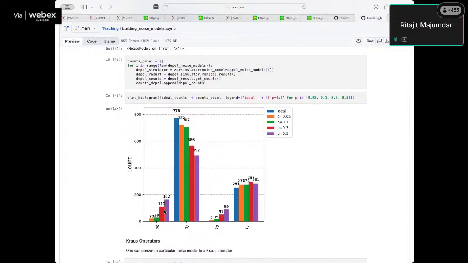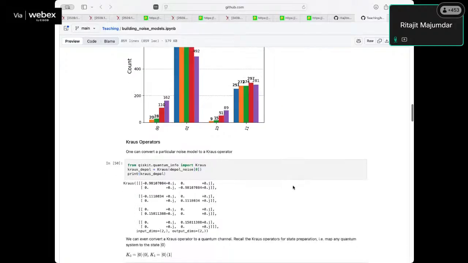I would definitely say go and run this notebook, because here, as you can see, I was looking into a circuit whose ideal outcome should be either 01 or 11. And as I keep increasing the probability of error in depolarizing noise, you see all the outcomes are changing: this one is decreasing, this one is decreasing, this is increasing, this is increasing. They are coming towards equal distribution. That's what we saw, right? It goes to the origin, so it becomes a maximally mixed state.